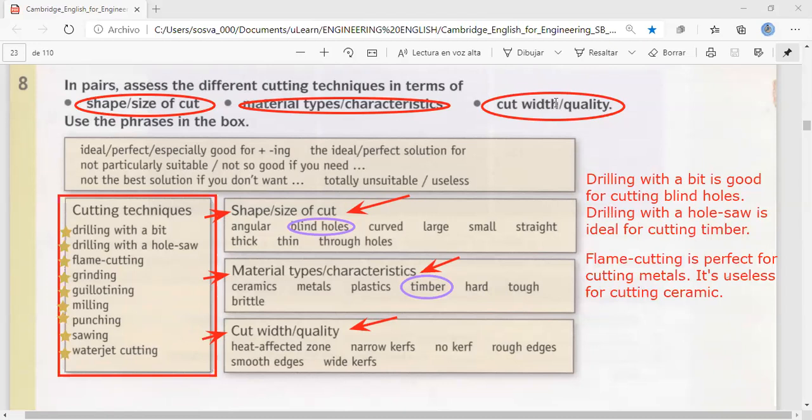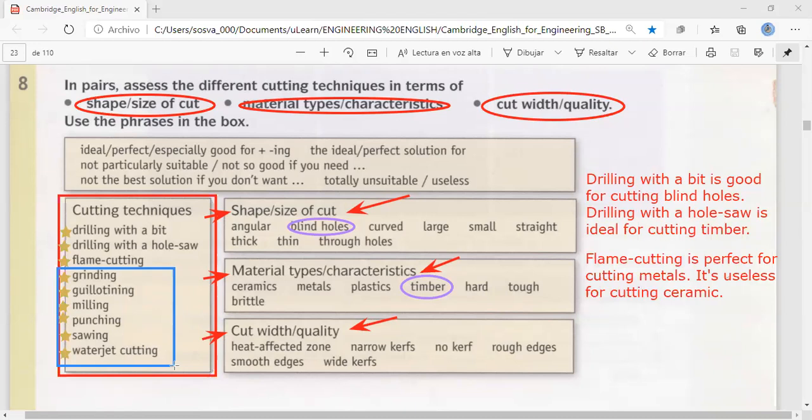So up to this part, you only need to complete the part of the grinding, the guillotine, the milling, the punching, sawing, and water jet, these six other phrases. I think this will be a great exercise for you to take as homework, so that you have at least a little more time to describe these cutting techniques.